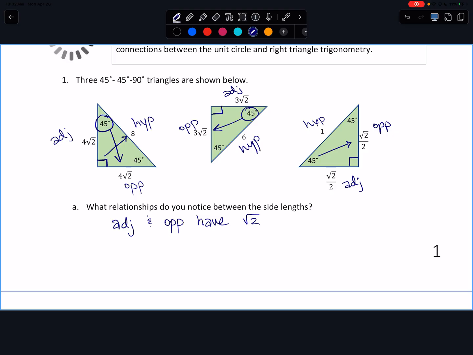They're equal to each other. Okay. What's equal to each other? Keep talking to me. Adjacent and opposite. Adjacent and opposite are equal to one another. Why do you think that is?